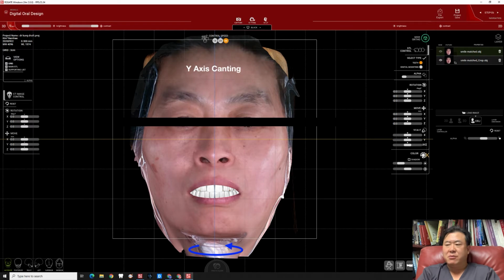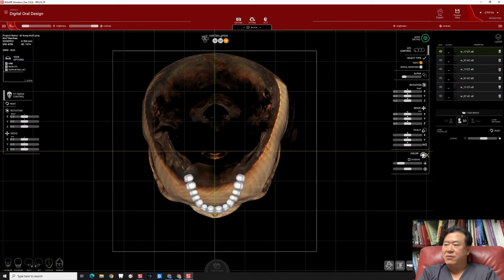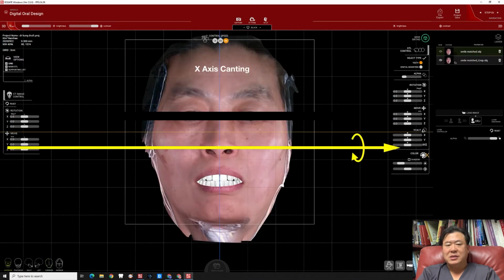Y-axis canting is very subtle and we can notice it easily from the top view here. Same thing with the X-axis canting. It is very subtle and it can be noticed easily from the side view.